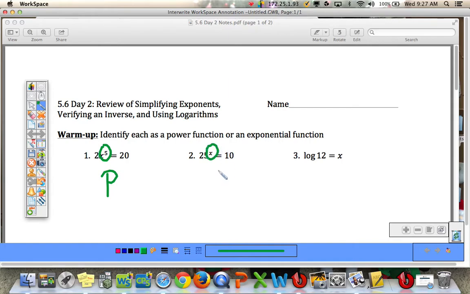If the exponent is a variable, then this is an exponential function, and you're going to use a logarithm or guess and check or common base to solve. This one right here, remember, if it's just a log, the common base is 10.